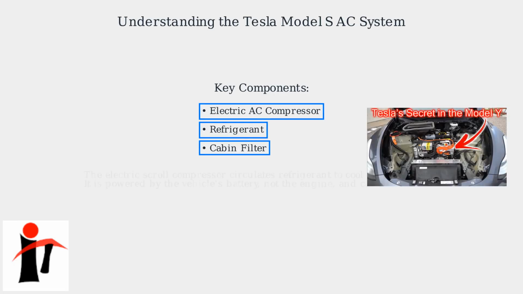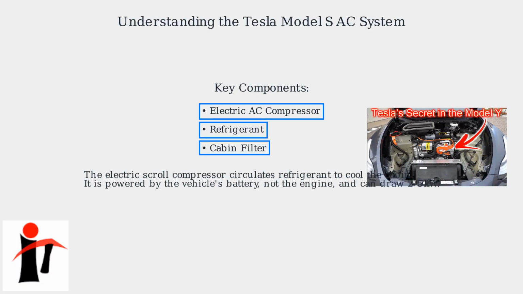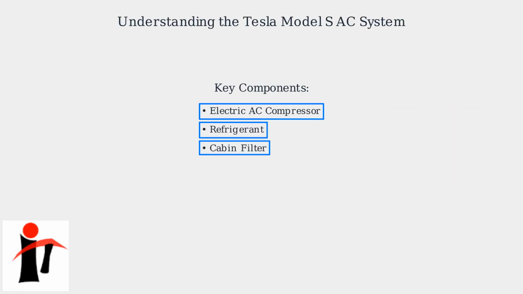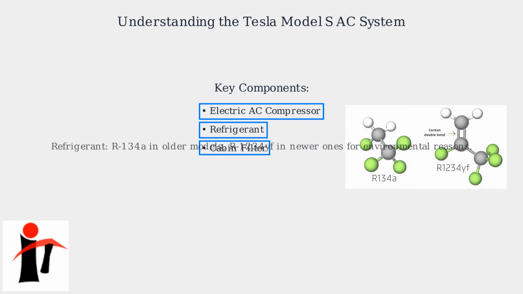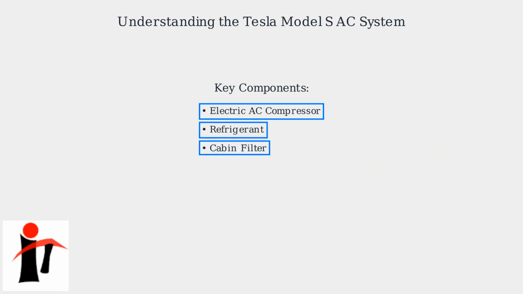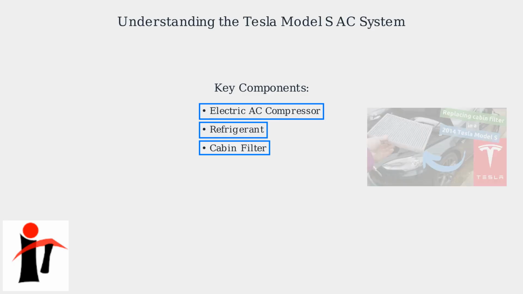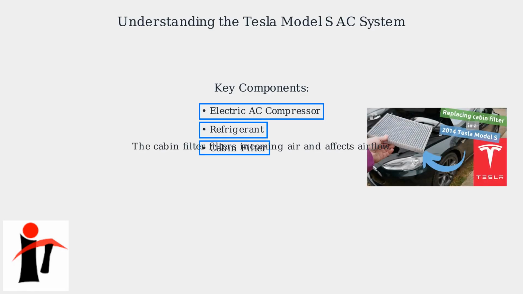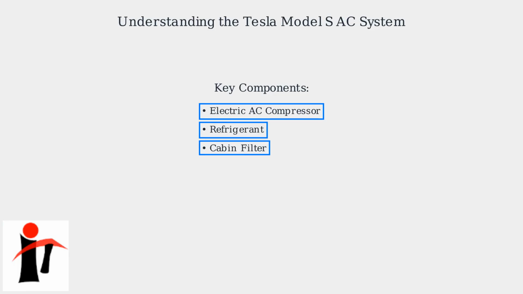The electric scroll compressor is the heart of the system, circulating refrigerant to cool the cabin. Unlike traditional vehicles, it's powered by the battery, not the engine, and can draw between 2 to 5 kilowatts of power. The system uses refrigerant to facilitate cooling. Older Model S vehicles use R134A, while newer ones use R1234YF, a more environmentally friendly alternative with lower global warming potential. Finally, the cabin filter helps filter incoming air, ensuring clean air circulation, though it can affect airflow if clogged.